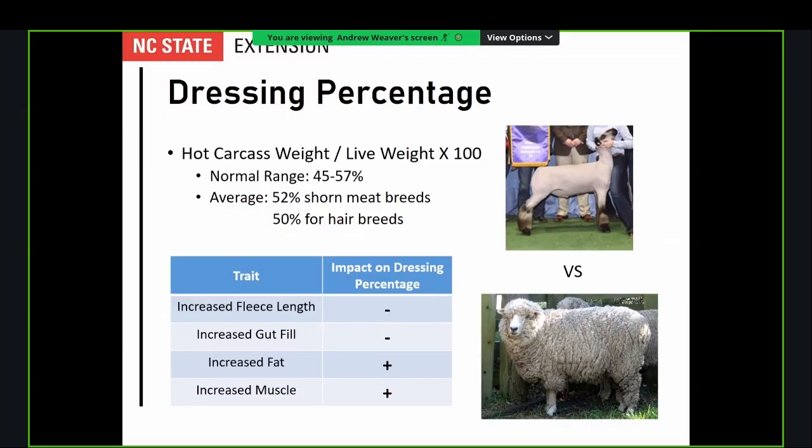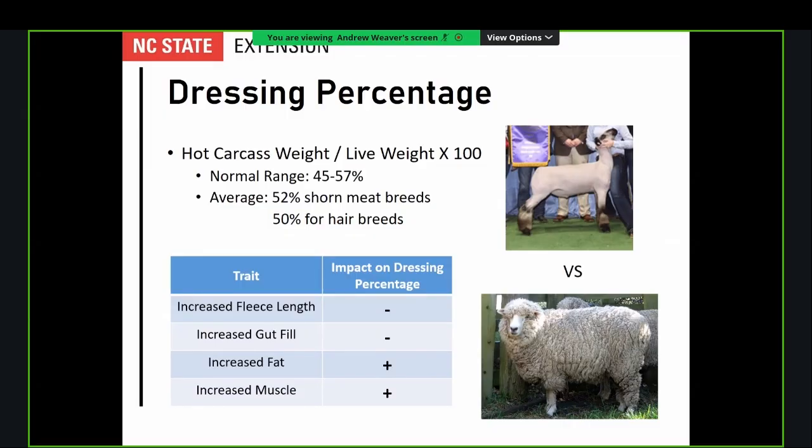Fat and muscle actually both have a positive impact on dressing percentage. The fatter they are, the heavier muscled they are, the higher that dressing percentage is going to be, because fat and muscle stay on the carcass. The more of that relative to live weight, the higher the dressing percentage. So lots of things to consider here.